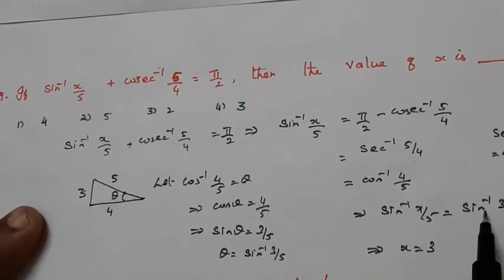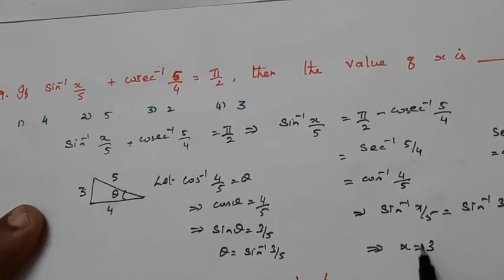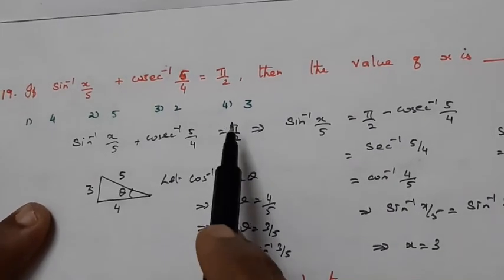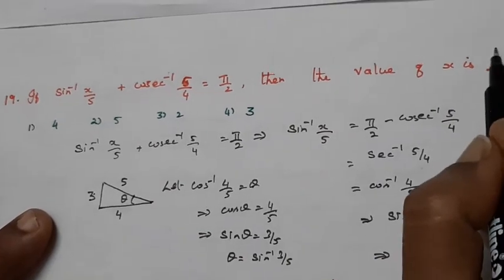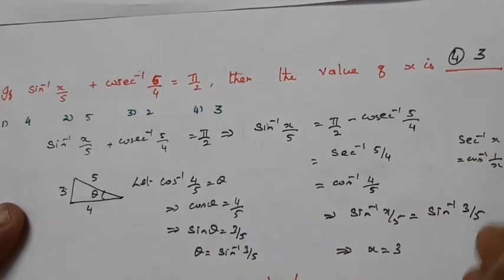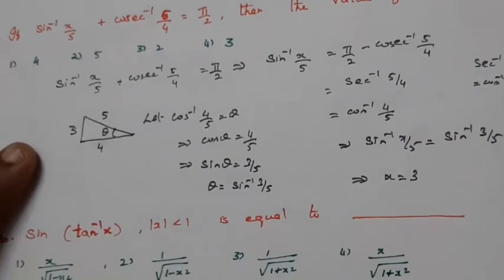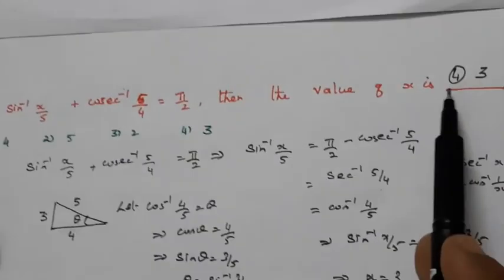By taking sin on both sides, we have x by 5 is equal to 3 by 5 and hence x is equal to 3. So, that is option number 4. So, what is the value of x? The value of x is 3, which is nothing but option number 4.